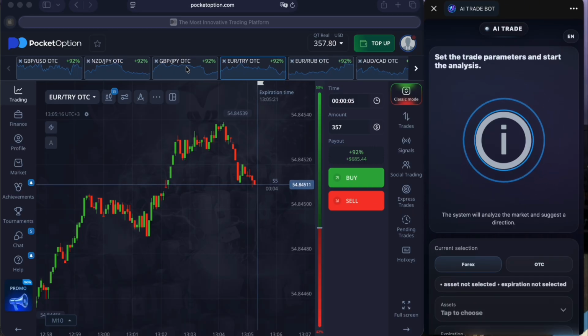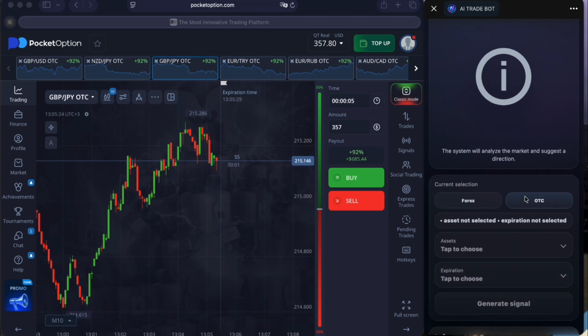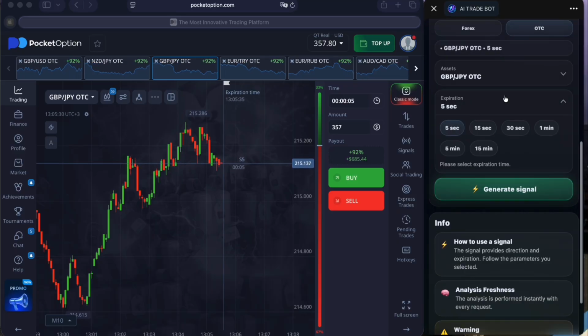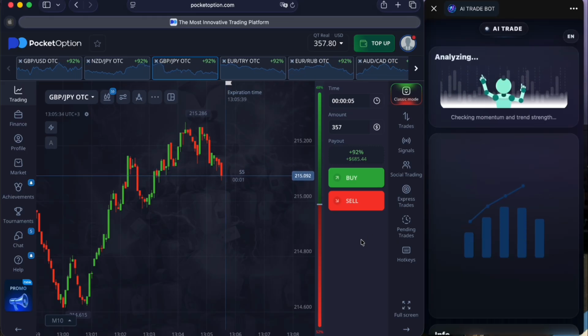I'm trading on high yields, so I'm switching to the British pound and Japanese yen. The payout here is also 92%. OTC mode on the screen. I choose the British pound and the Japanese yen in my instrument. I also set the expiration time to 5 seconds. I click on the signal generation and carefully wait for the technical analysis of this bot.